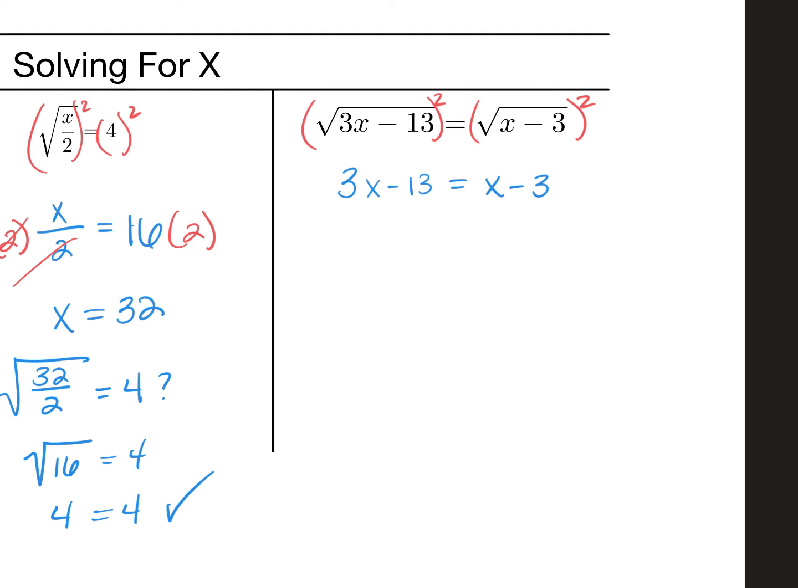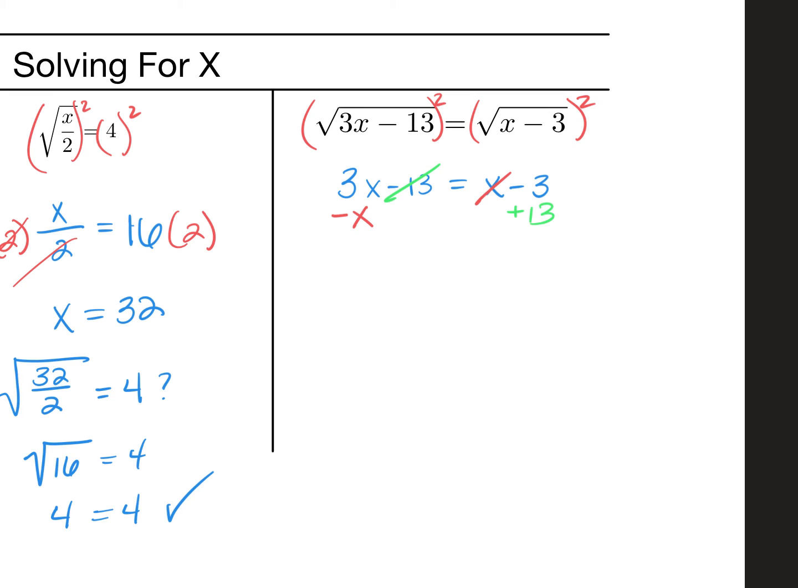Next, I'm going to get rid of the x by subtracting x. So that gets rid of that. And just so that we don't have anything missing on the other side, let's just move the 13. We're going to add 13 and remove that 13. So I got my x's on the left side and my constants on the right.